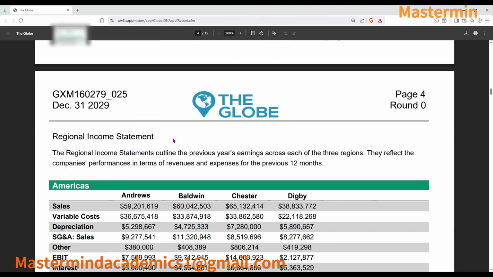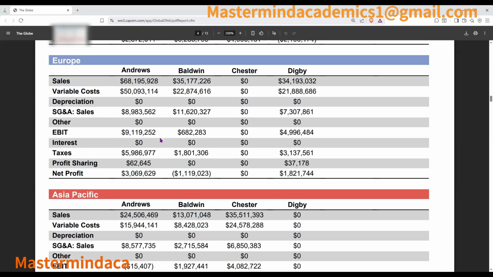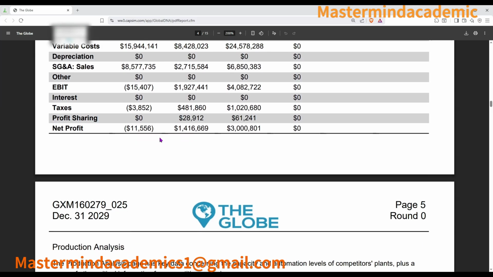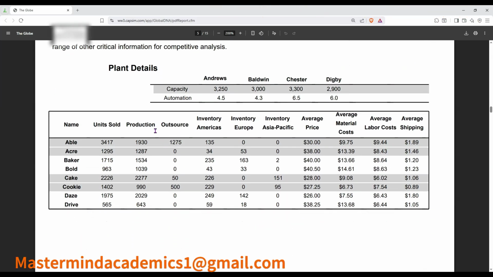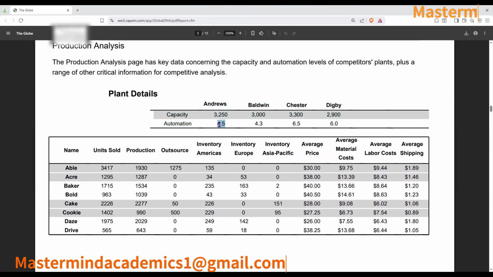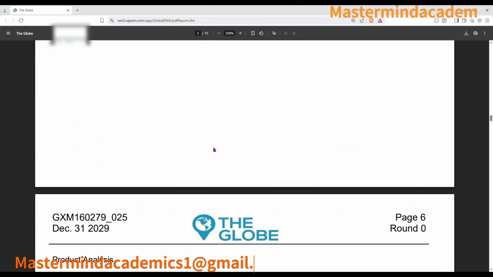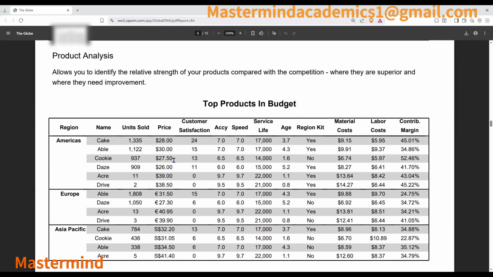Remember that in this simulation we have 3 regions. We have the Asia Pacific, we have the Europe, and we have the North America. So for the plant details, you can see the capacity that we have for demand is 3,250, and the automation is at 4.5. So this means that we need to buy more automation so that we can lower down the labor cost and the material cost. So another thing that you need to check is the production analysis, whereby you can be able to see how our products are selling.